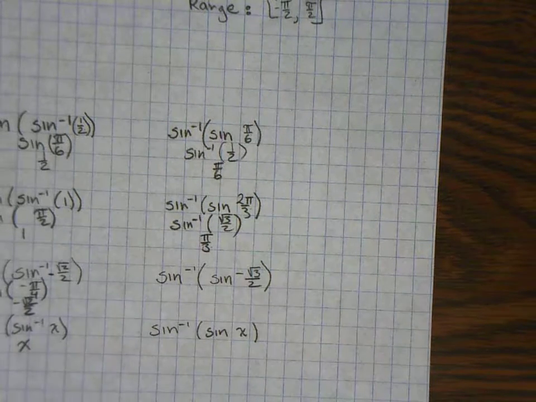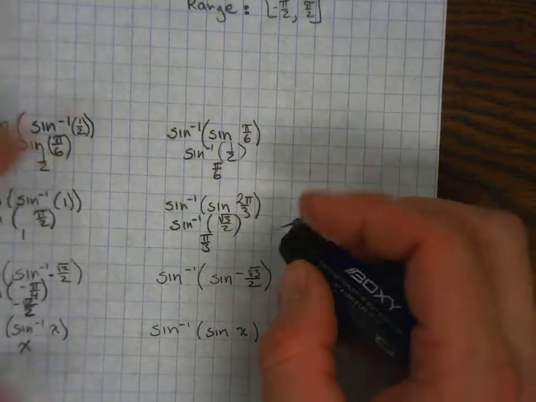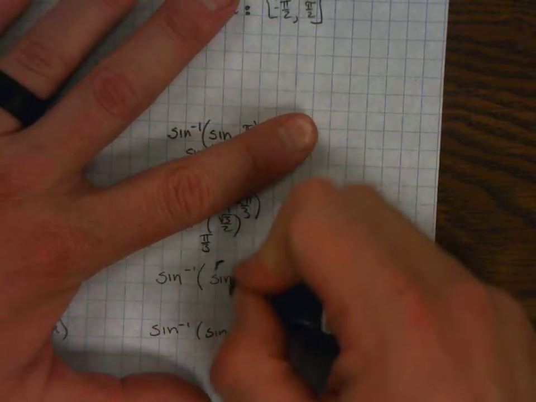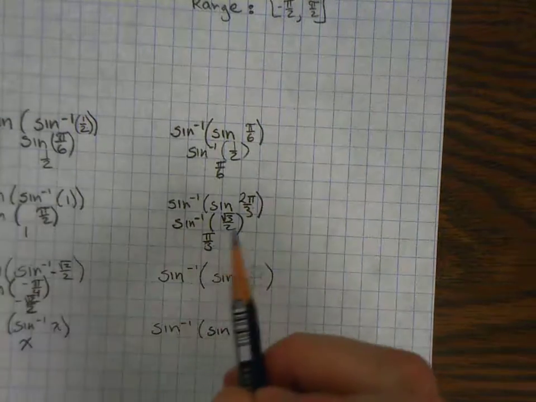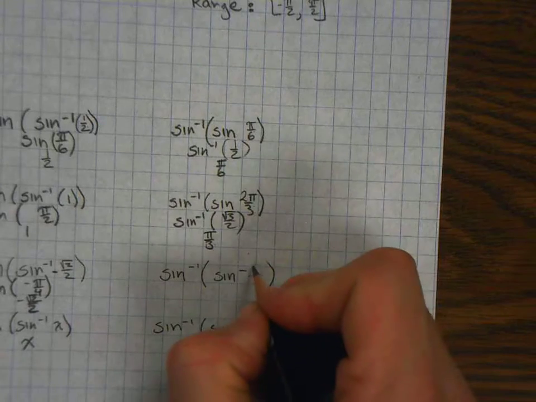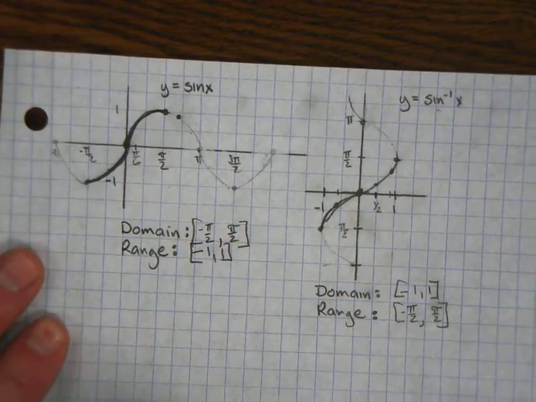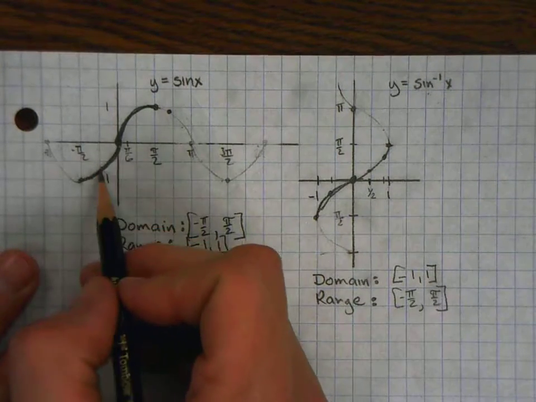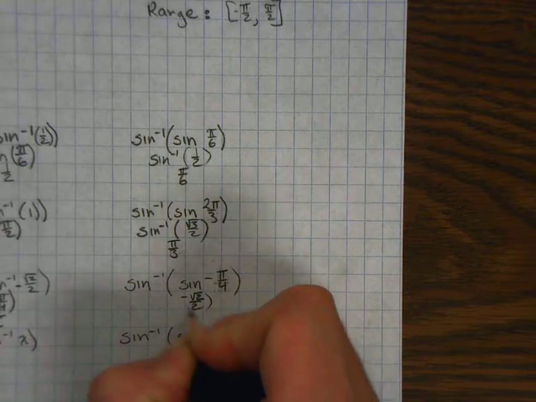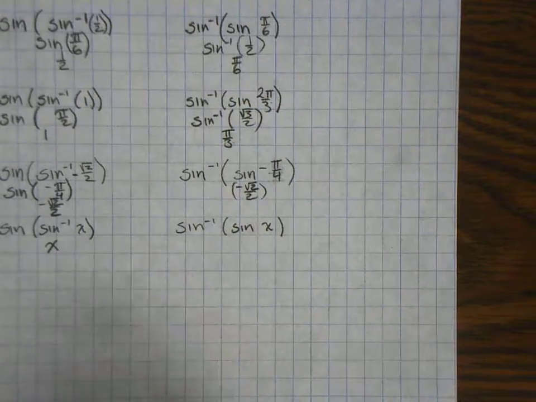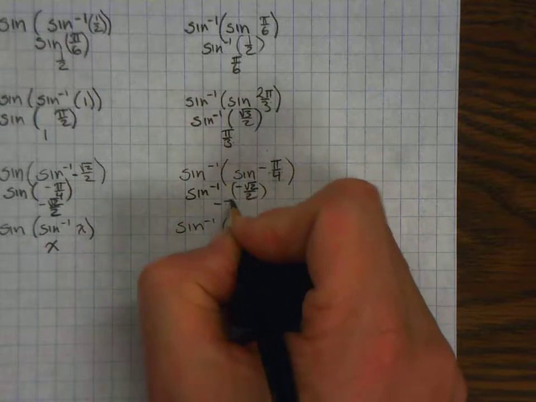I don't know what I was thinking when I wrote negative root 3 over 2. Maybe we should write a common angle inside of sine. So let's think like negative pi fourths. Sine of negative pi fourths, well, negative pi fourths would be here. Sine of negative pi fourths is negative root 2 over 2. And inverse sine of negative root 2 over 2 is negative pi fourths.